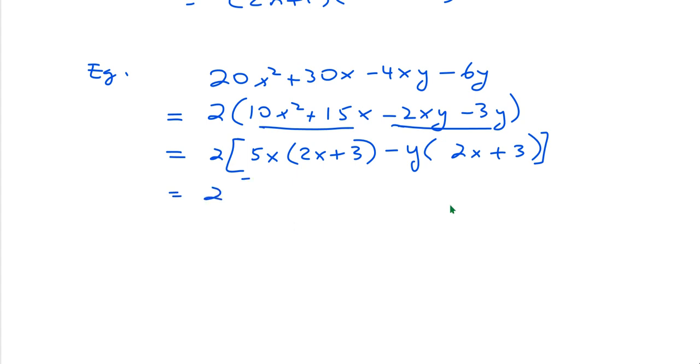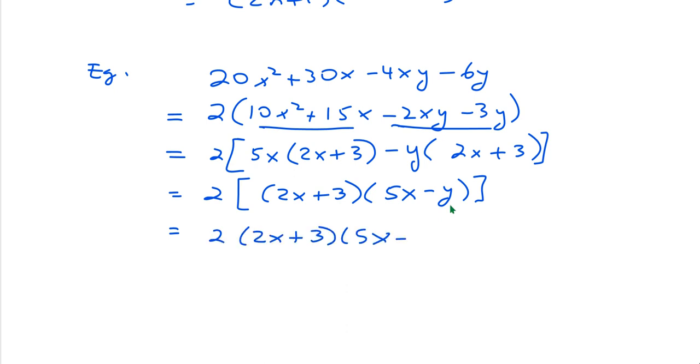My 2 stays outside. Okay, and now inside the bracket, I see, oh look, there's 2x plus 3 and 2x plus 3. They are in common. Those are my GCF. So I'm going to write those up front. I'm going to open the new bracket. The first part of the expression divided by 2x plus 3 is 5x. The second part of the expression divided by 2x plus 3 is minus y. And I'm left with this. And because it's multiplication, I have now 3 things multiplied together, so the brackets won't matter. I actually can write this without the brackets even. The square brackets don't add anything. And then there I have this.